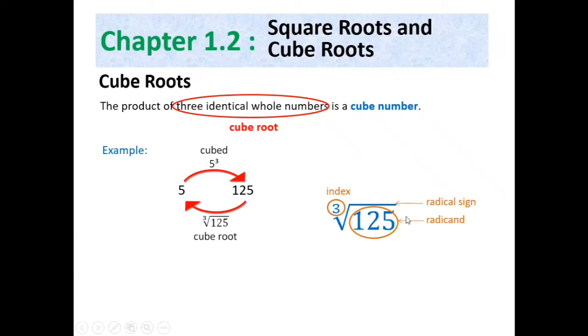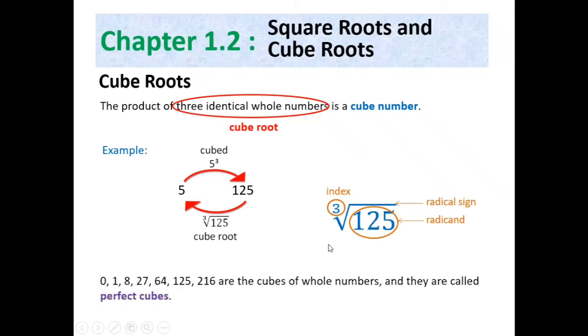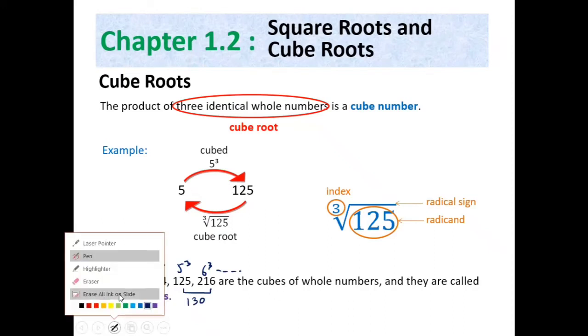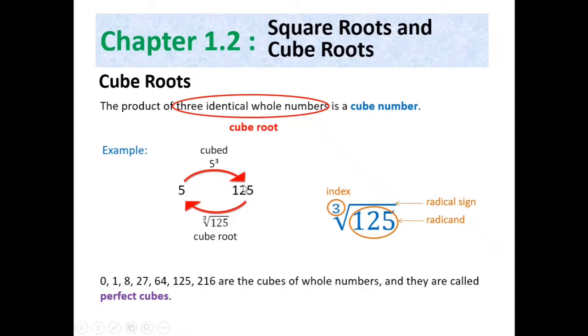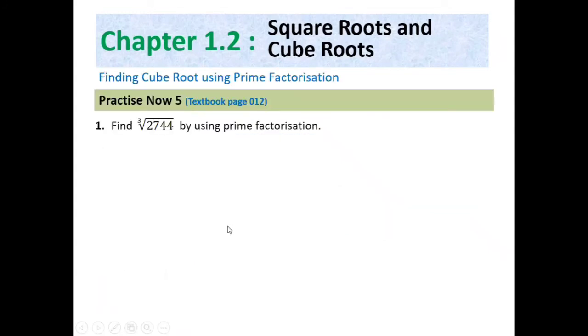Index, radical, radicand, and 0, 1, 8, 27 because 0 cubed, 1 cubed, 2 cubed, 3 cubed, 4 cubed, 5 cubed, 6 cubed, and so on. Okay, it's called a perfect cube. So if I pick another number that is between 5 cubed and 6 cubed, for example 130, it's not a perfect cube at all, right? Because a perfect cube is a whole number that is cubed. Cube means power 3.